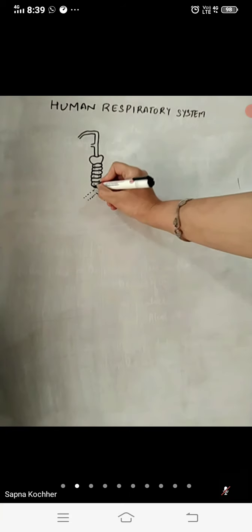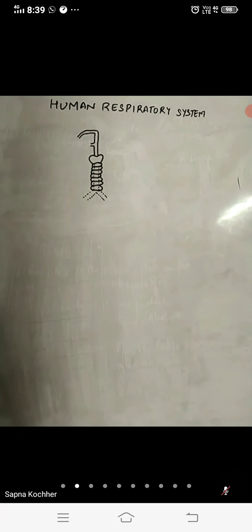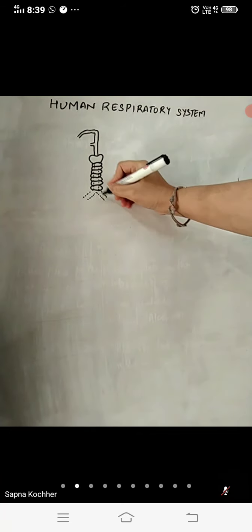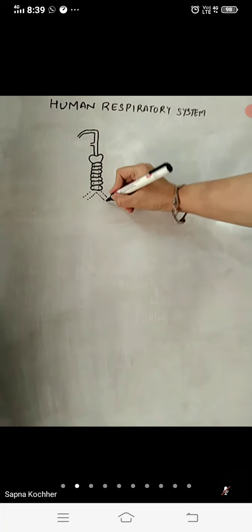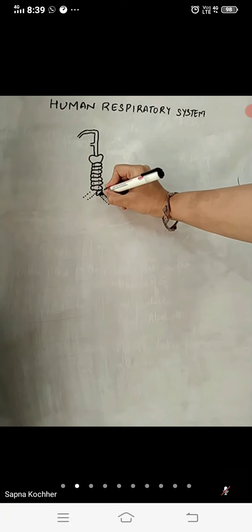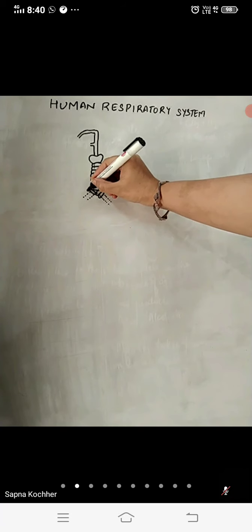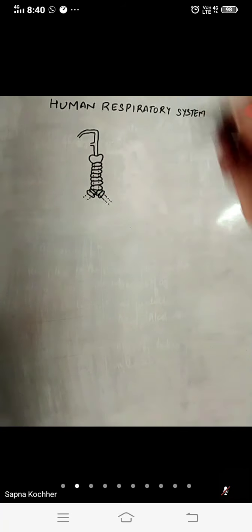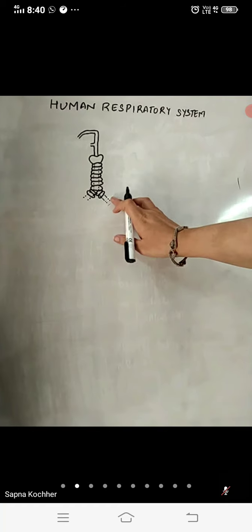So this is the trachea. This whole pipe is the trachea, right? And then start the two branches of it, that are the bronchi. These two branches also have, at the start, these cartilaginous rings covering them like this. Less than half, approximately less than half, they are covered with the cartilaginous rings.